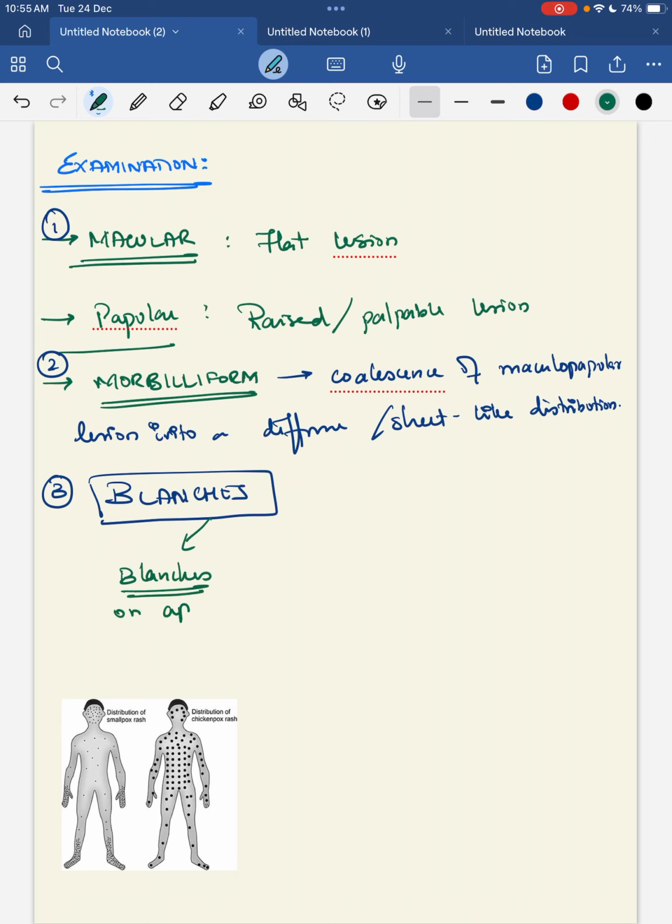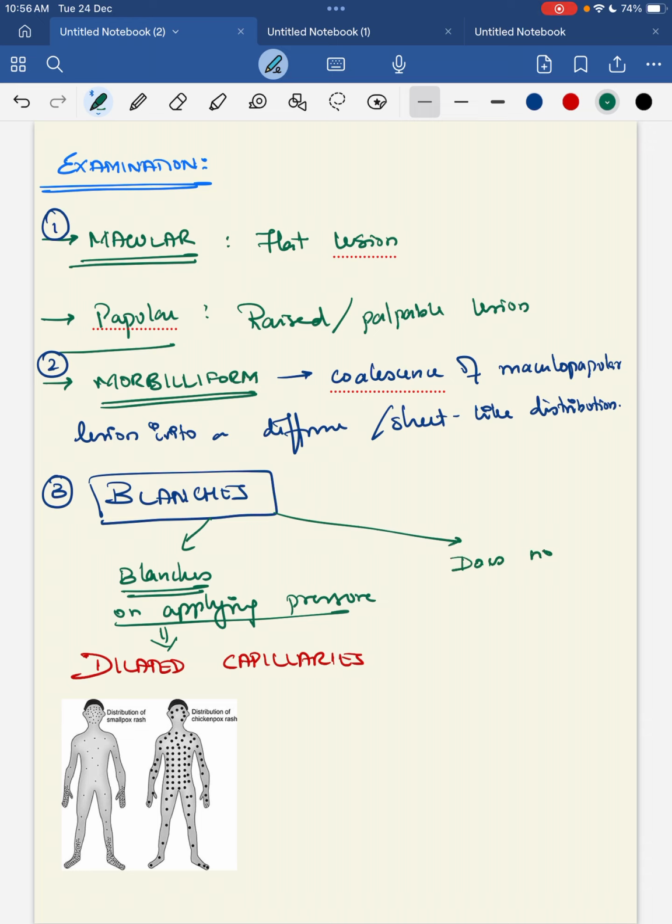it is mainly due to extravasation, that is RBCs leaked out of the blood vessel. For example, in dengue fever, there will be capillary leakage, like in dengue fever or viral hemorrhagic fevers. So those lesions will not blanch on pressure, while a mosquito bite will blanch on pressure. That one you need to differentiate.